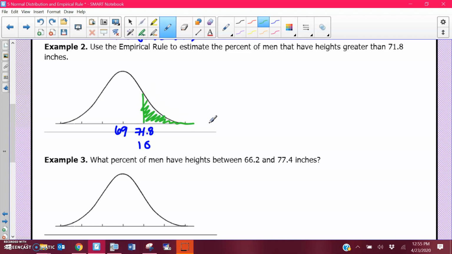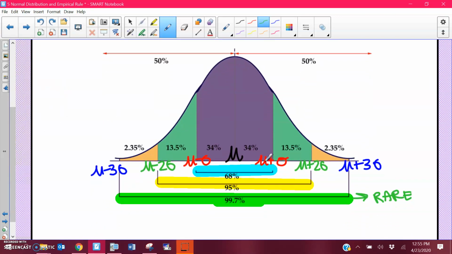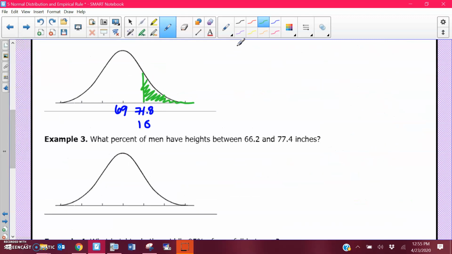If you go back to that original graph, the pretty colored one, these are some numbers that are probably super important to remember: the 34, the 13.5, and the 2.35. Because that's taking, for instance, this orange or yellow part, it's taking 100 minus 95 and then dividing it into 2. So that's what it's doing for me there.